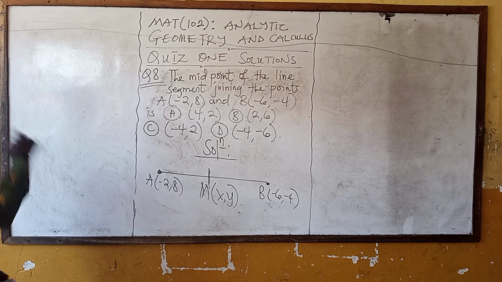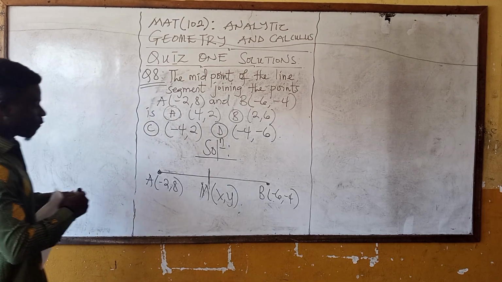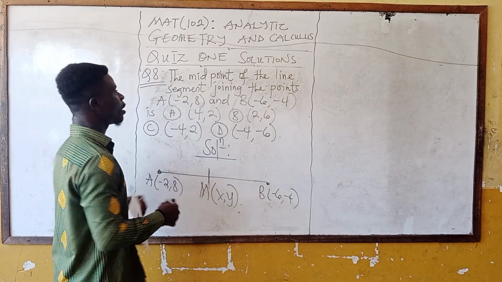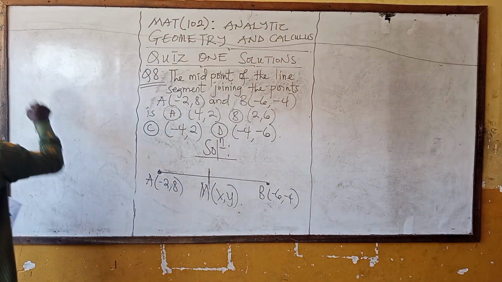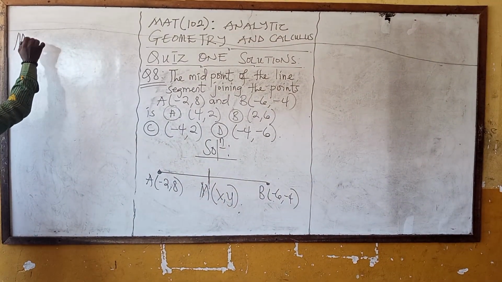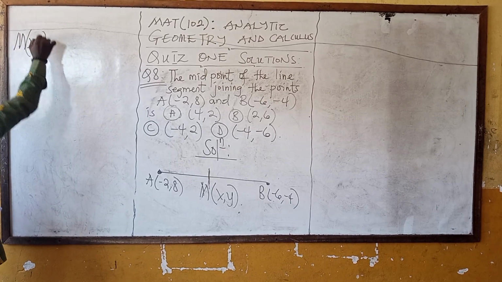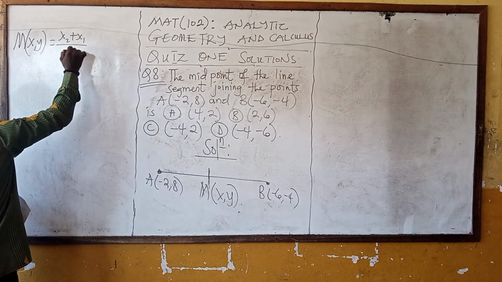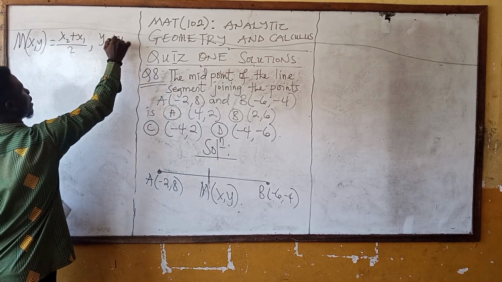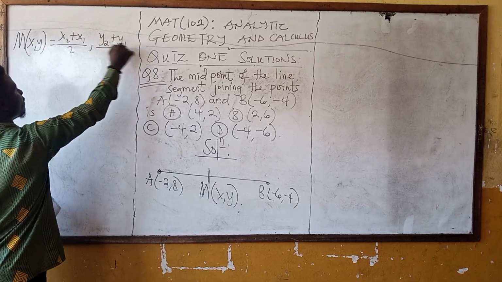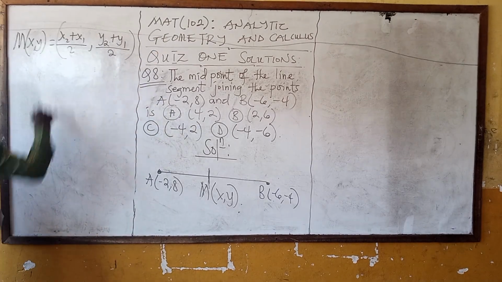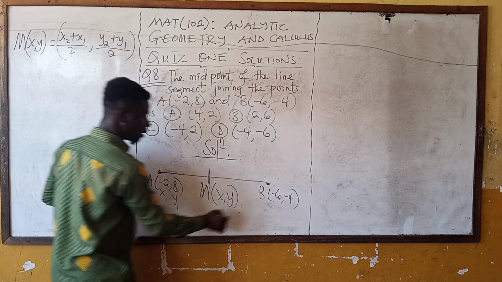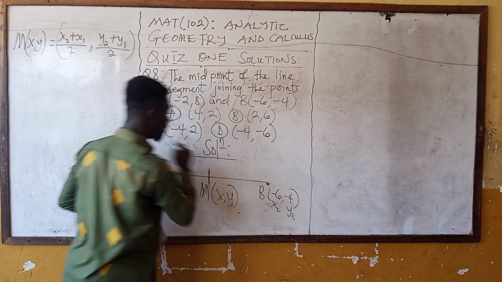So how best can we find the middle point? Don't forget that it is dividing this line segment into two equal parts. So how do we get our middle point? Point M(x, y) is equal to ((x2 + x1)/2, (y2 + y1)/2). So we have this. This one is my x1, y1, x2, y2.